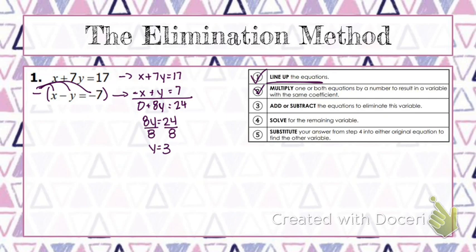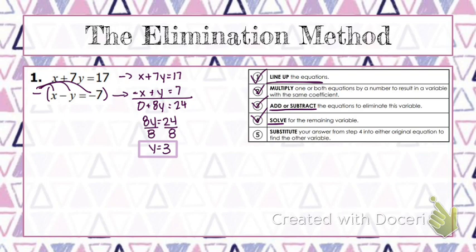And if you look over here, we had eliminated one variable by adding or subtracting. Now we want to solve for the remaining variable. So that's what we just did whenever we got y equals 3. So now what's left is to substitute our answer from step 4 into one of the original equations to find the other variable. So it doesn't matter which equation we choose. I think this one looks easier because there's no coefficient next to the y. So that's the one I'm going to choose, but it really doesn't matter.